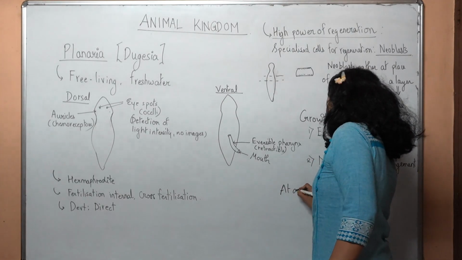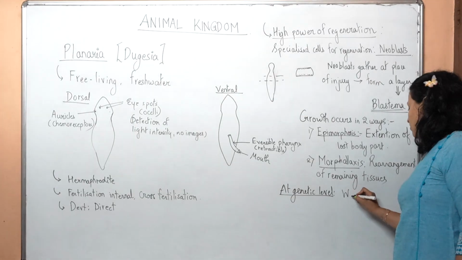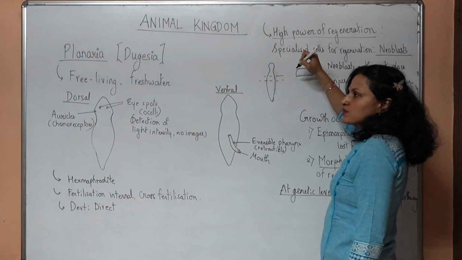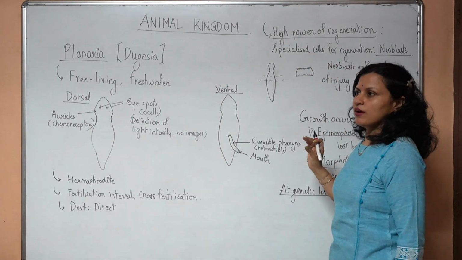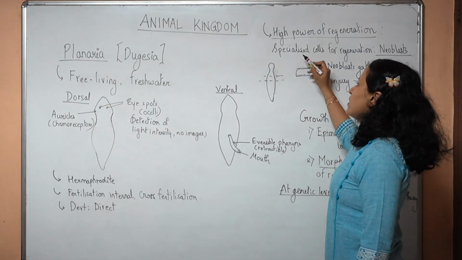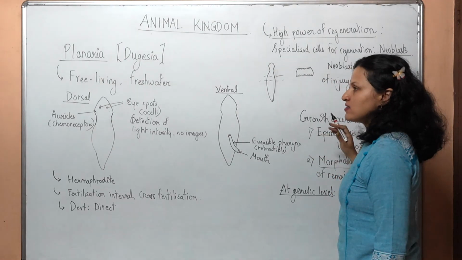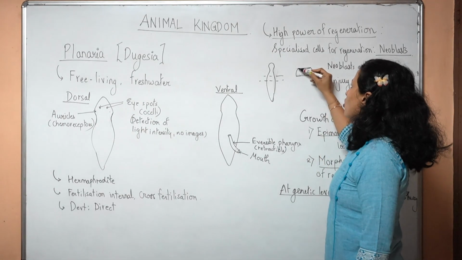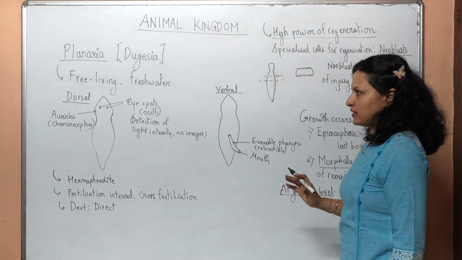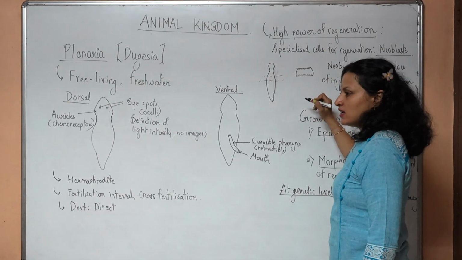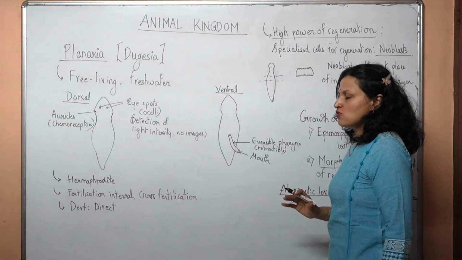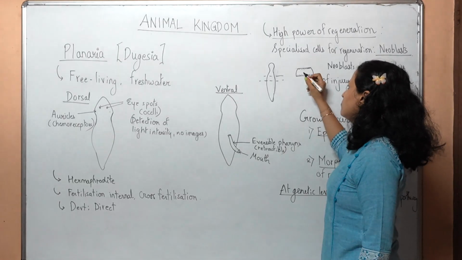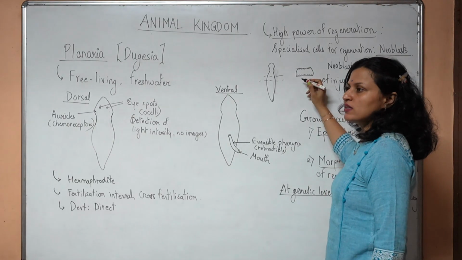At the genetic level, there is the WNT/beta-catenin pathway. Suppose now this body part, this tissue, is available to them. Now which side will form the head, which side will form the tail? That has to be decided, isn't it? It should not happen that it forms a head on both sides or a tail on both sides. It should form a head on one side and a tail on the other side. That decision has to be made. So how will it take that decision? Based on this WNT beta-catenin pathway, it will decide which way the head should form and which way the tail should form.